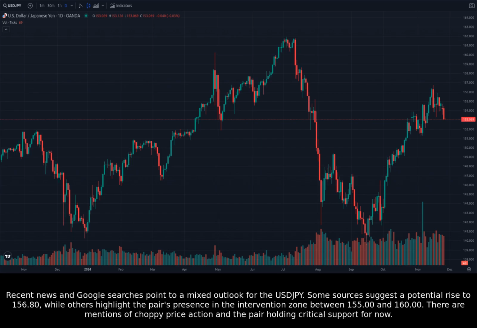Recent news and Google searches point to a mixed outlook for the USDJPY. Some sources suggest a potential rise to 156.80, while others highlight the pair's presence in the intervention zone between 155.00 and 160.00. There are mentions of choppy price action and the pair holding critical support for now.